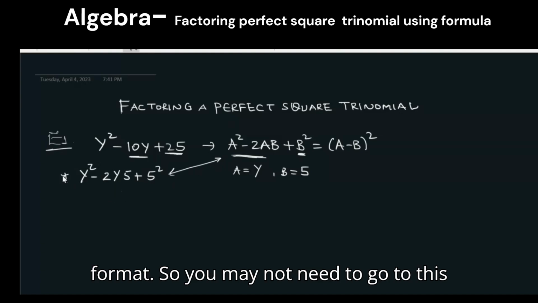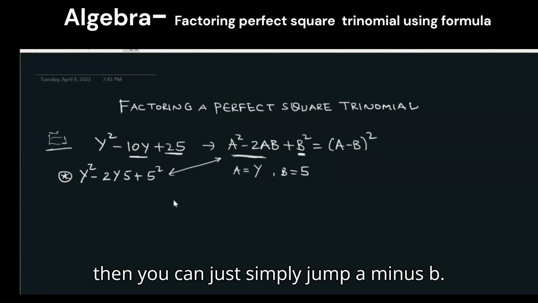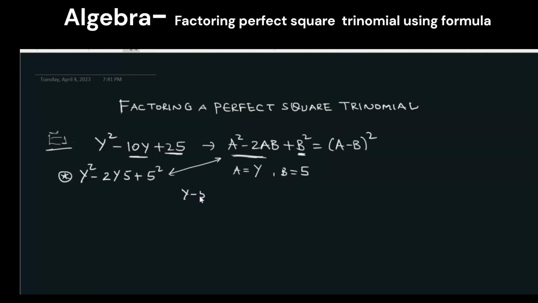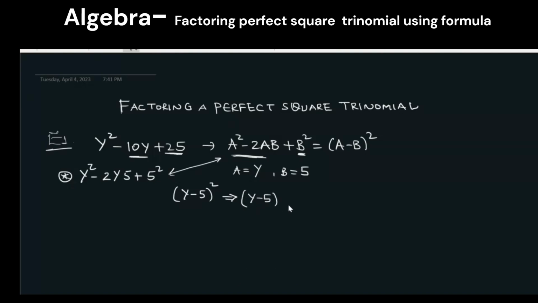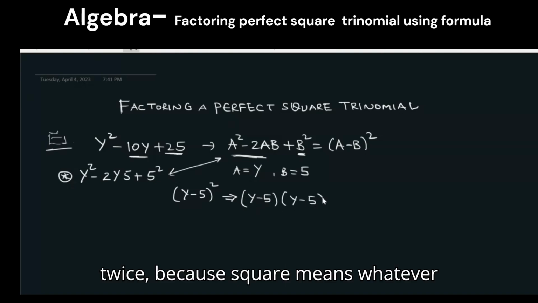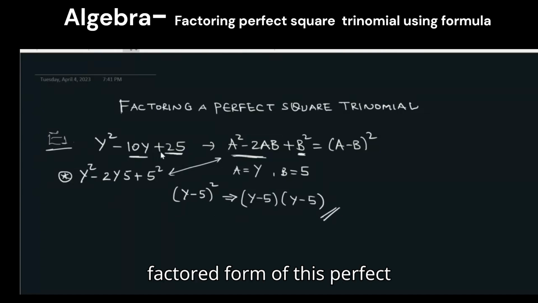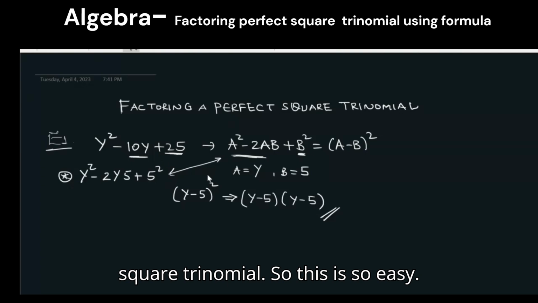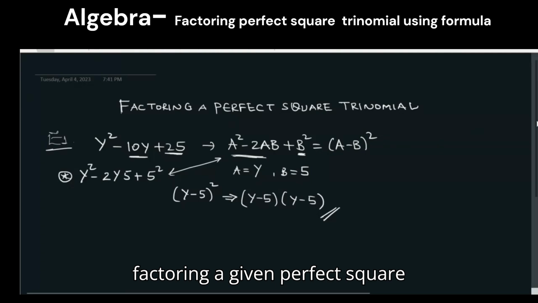You may not need to go to this step once you identify clearly which one is your a and which one is your b, and then you can just jump to a minus b, which is now y minus 5, the whole square. This in turn gives me y minus 5 times y minus 5, because square means whatever this is, twice. So this is simply the factored form of this perfect square trinomial. Using the formula is such an easy way of factoring a given perfect square trinomial.